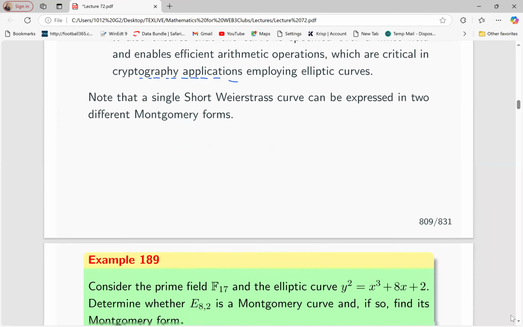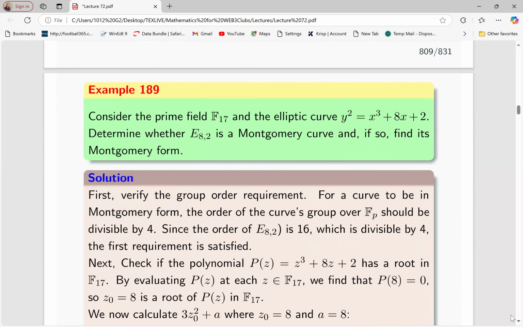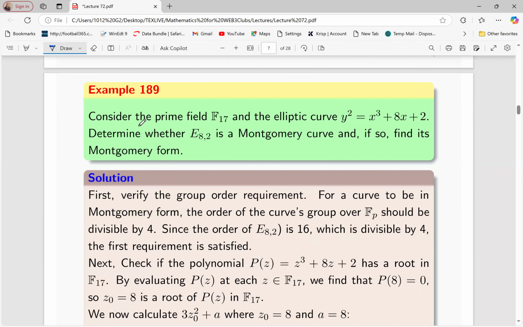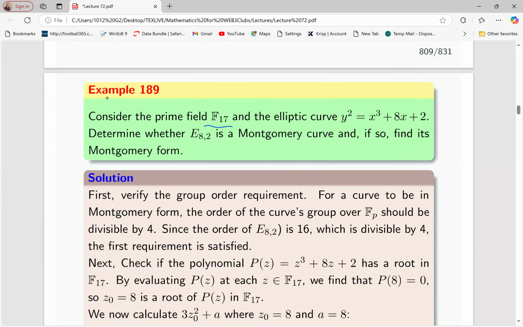Okay, let's now look at examples. Consider this prime field and this short Weierstrass form, and we are asked to determine the Montgomery curve. We have this short Weierstrass form.